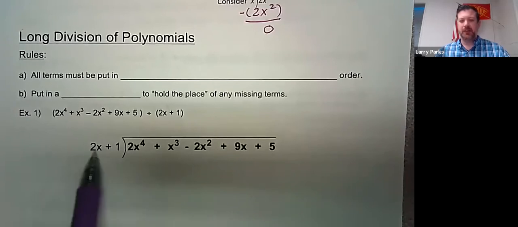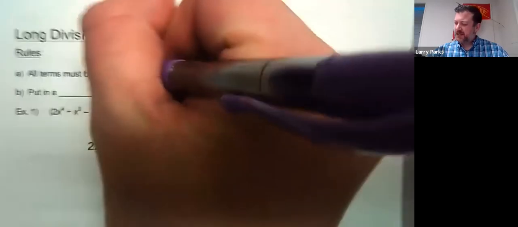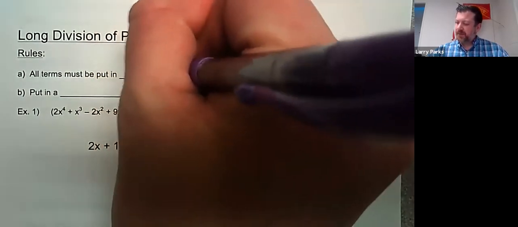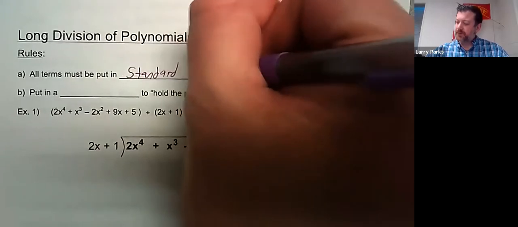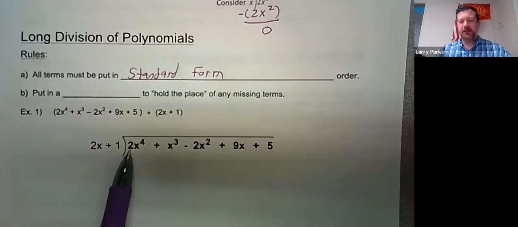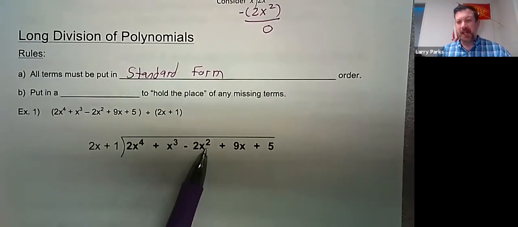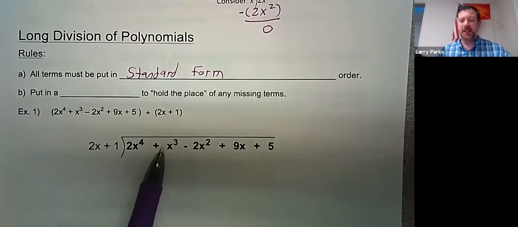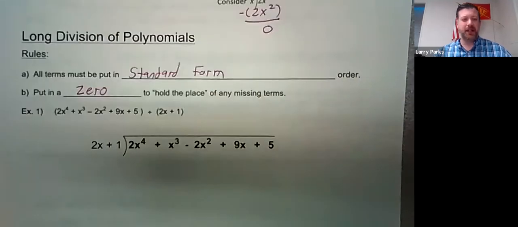These should not be out of order. Okay, so all terms must be put in, I'm going to call that standard form order. I guess you could say sequential. Now, if you're missing a term, like let's say this said 2x to the 4th, and then it said minus 2x squared, you have to put a 0 in here to hold the place. So you have to put in a 0 if it's missing a term. And I'll show you an example of that.